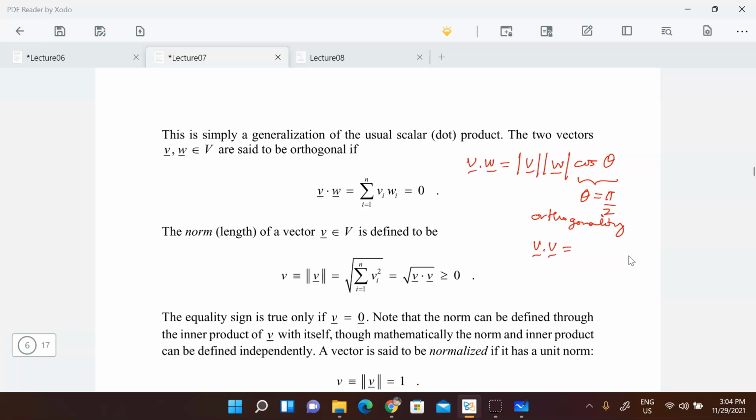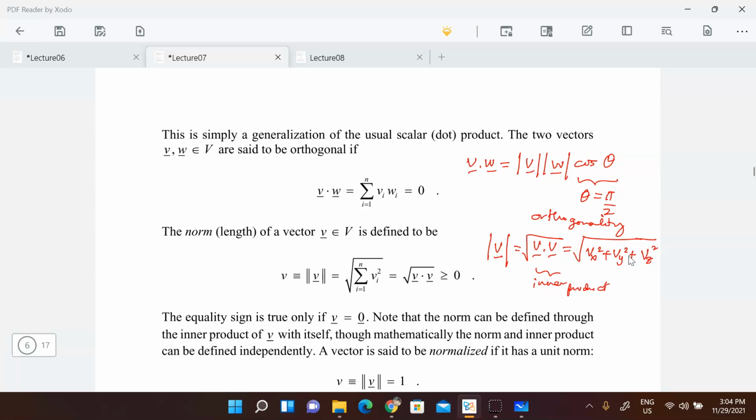So you take the ordinary vectors, this becomes vx squared plus vy squared plus vz squared, and then you take the square root, that gives the length. We also have the same thing here. So the magnitude or the length of the vector is that. So the same thing happens over here, except that instead of a dot product, this is now an inner product.